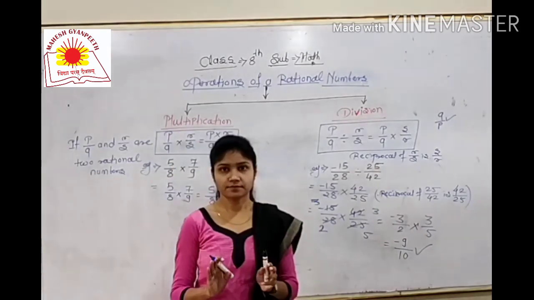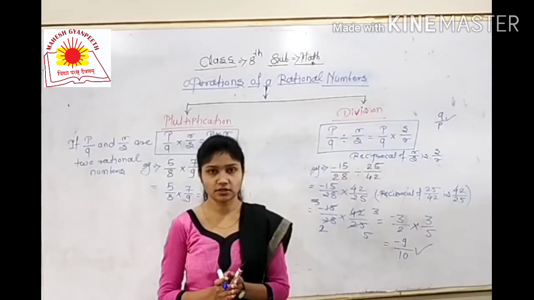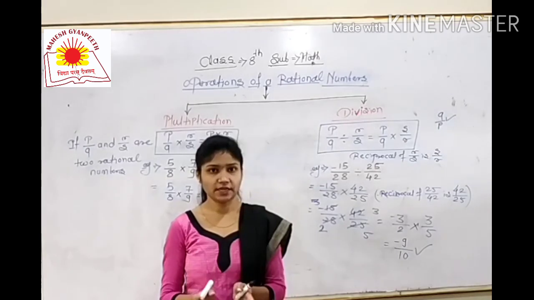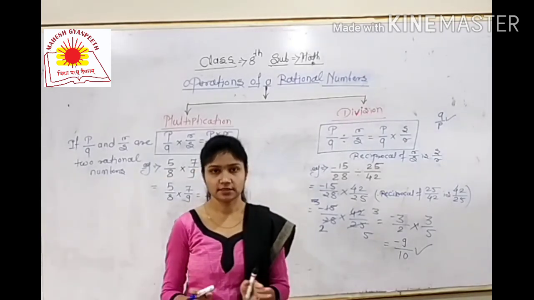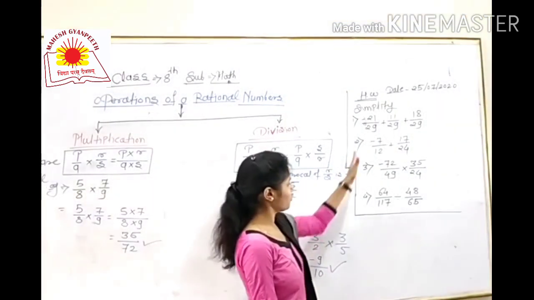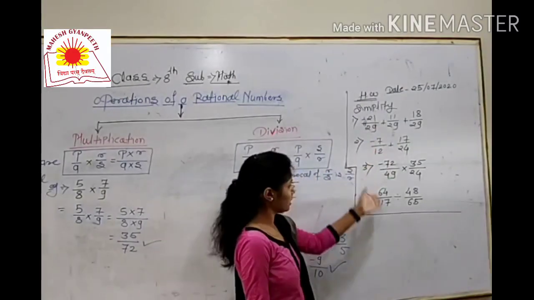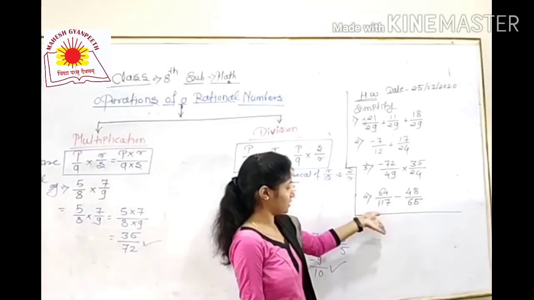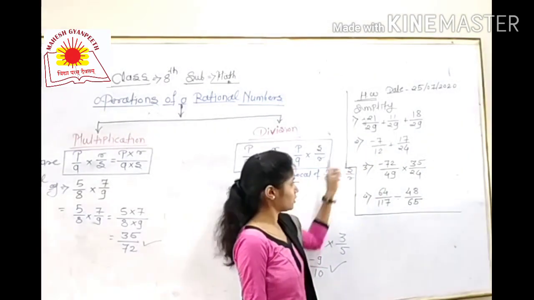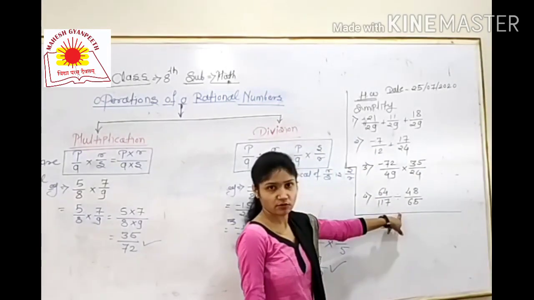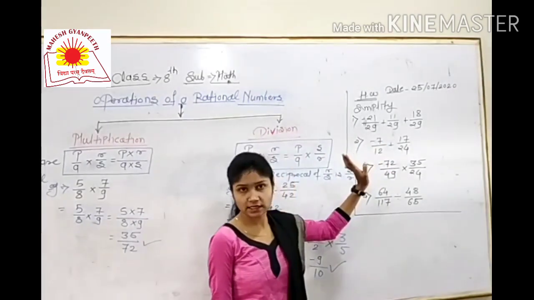Okay, in this way we solve addition, subtraction, multiplication and division. Okay. Now students, today's homework you have to write down. Simplify the simple questions according to the four operations of rational numbers. Do the four simple examples given. Okay, according to this method you have to solve the problems.